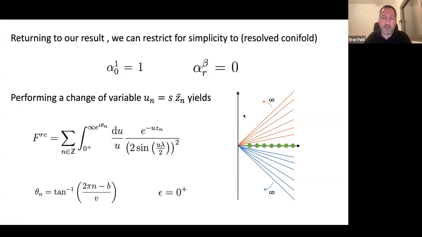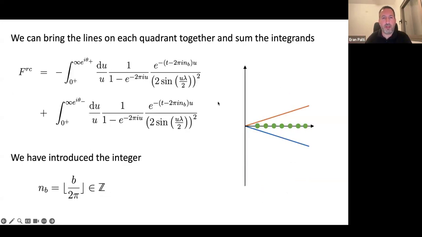Okay, so what this means, though, is that we cannot deform these lines in the top quadrant to coincide with the lines in the bottom quadrant, because then it would cross these poles. So the best we can do is bring all the lines in the top quadrant on top of each other to one line here along some angle theta plus, and then all the lines in the bottom quadrant to the same line along some angle theta minus. And that's it. That's the best we can do in terms of deforming things without crossing any poles.